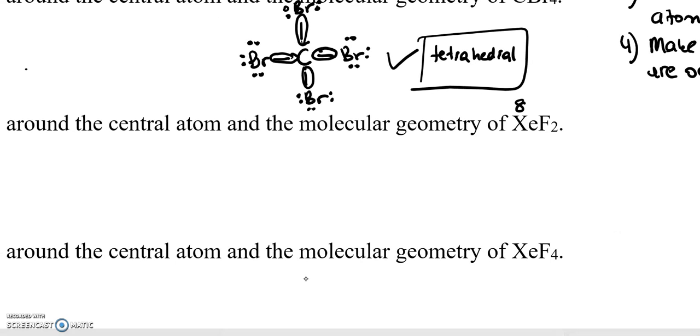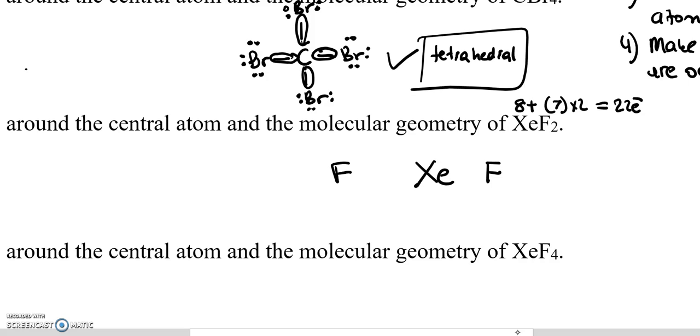It is 8, right? And then how many on fluorine? We got 7. So I'm going to do 7 times 2, so a total of 14 here, plus 8 is going to be 22 electrons. So we have 22 electrons to construct our molecule. I'm going to have the xenon in the center, fluorine on the left, and fluorine on the right.